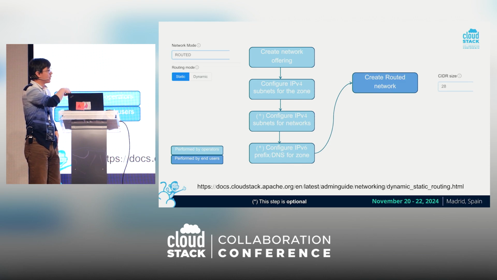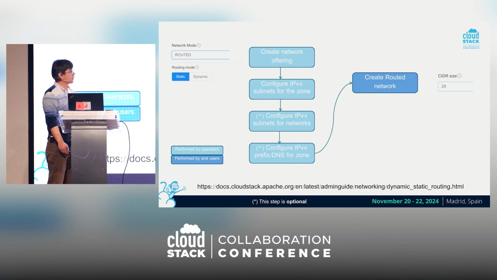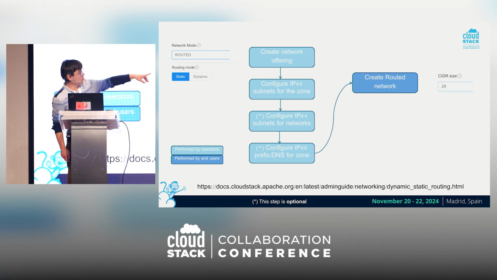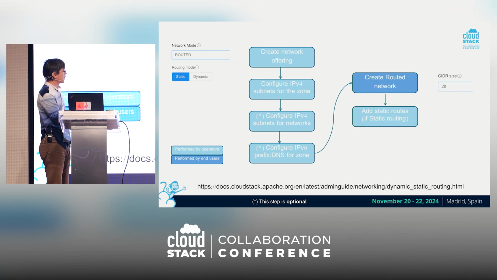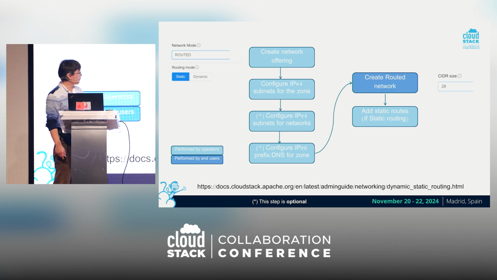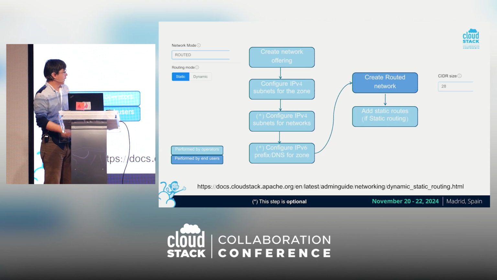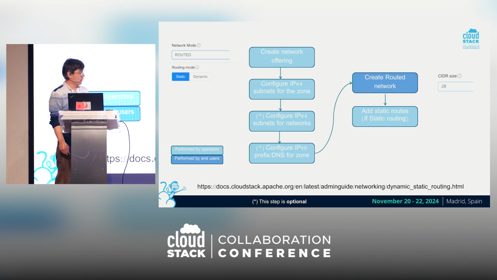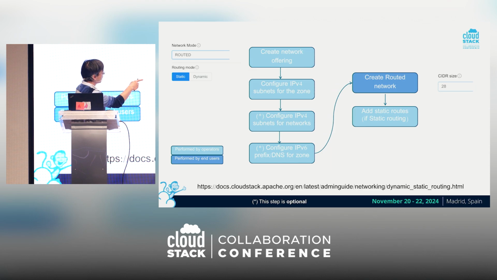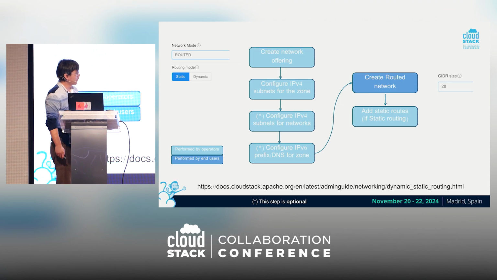Now, when all is done, the users can create a routed network. Different from the isolated network, the user just needs to input the size of the CIDR, for example 28, then CloudStack will automatically get an IPv4 subnet from the database and create a new network. If the routing mode is static, the operator needs to add static routes in the upstream router. But if it is dynamic, then this step is not needed.